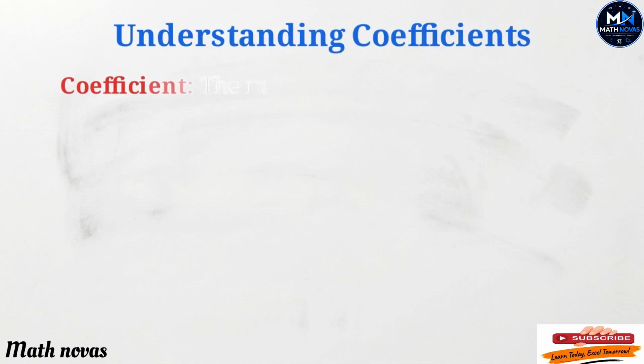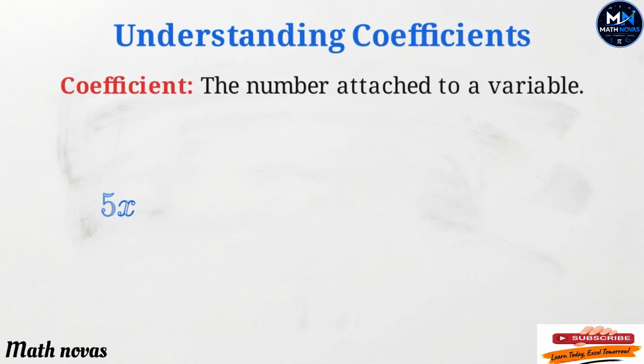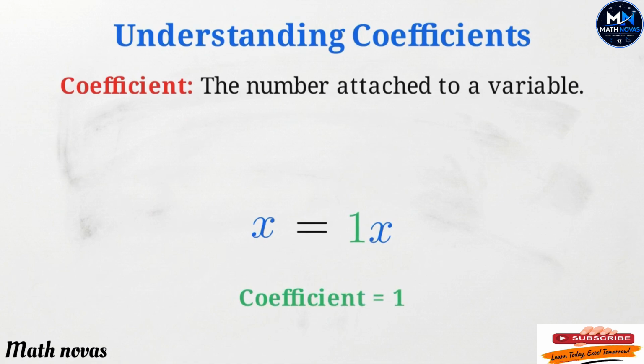A coefficient is the number attached to a variable. In 5x, the coefficient is 5. In 7y, it is 7. One exception: a lone variable like x has a hidden coefficient of 1. Writing x is exactly the same as writing 1x.